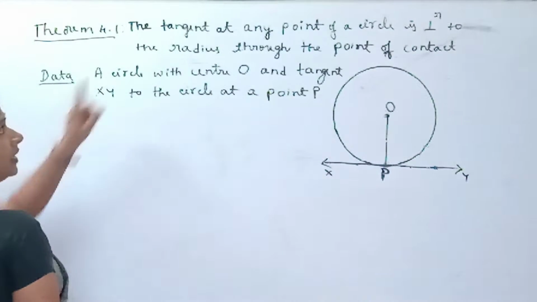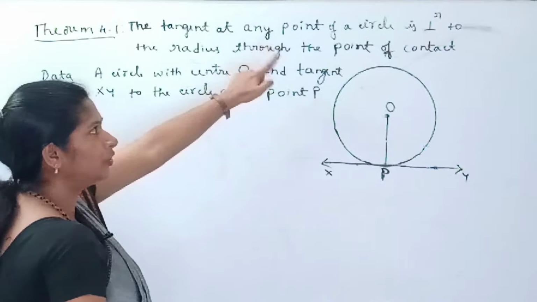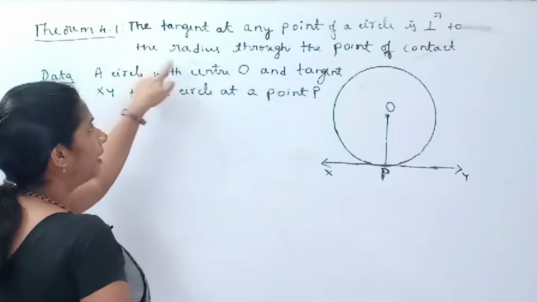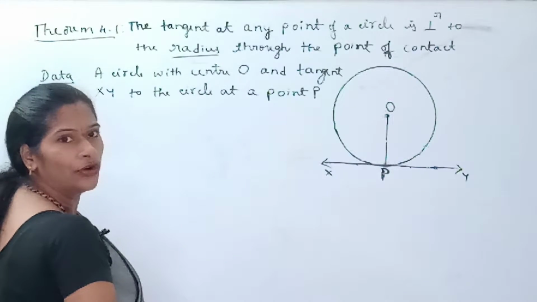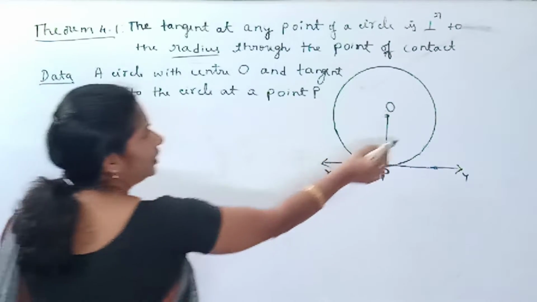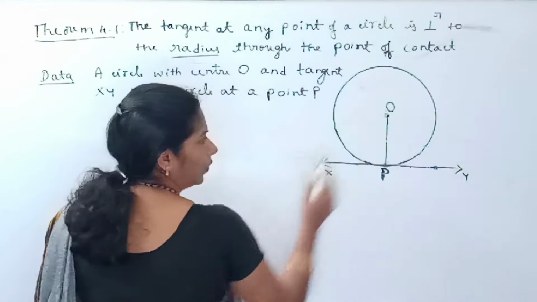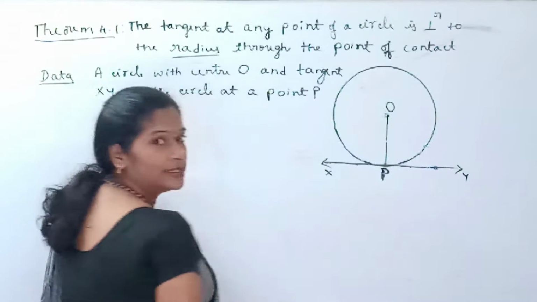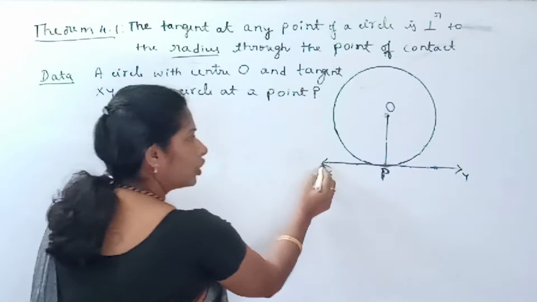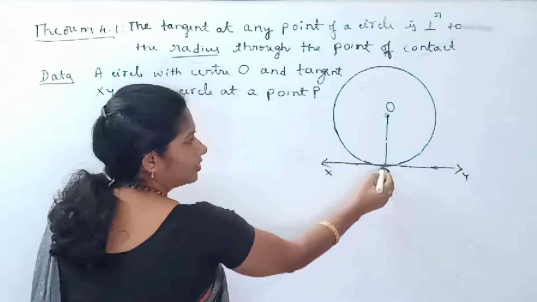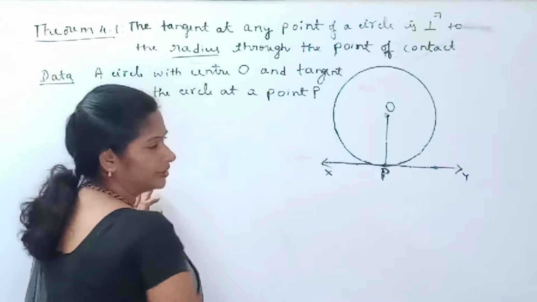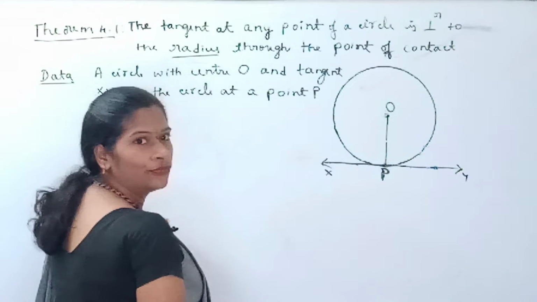First theorem: the tangent at any point of a circle is perpendicular to the radius through the point of contact. I have drawn a circle with the center O and XY is a tangent to the circle. The common point between the tangent and the circle is called the point of contact. P is called the point of contact.